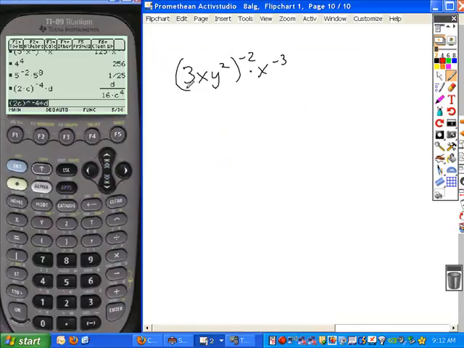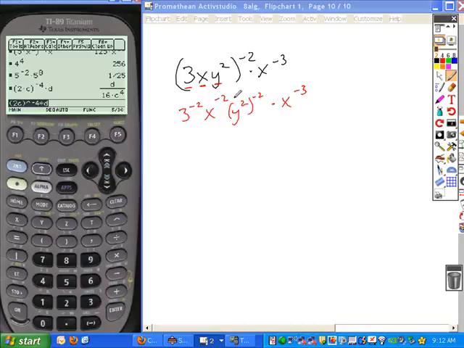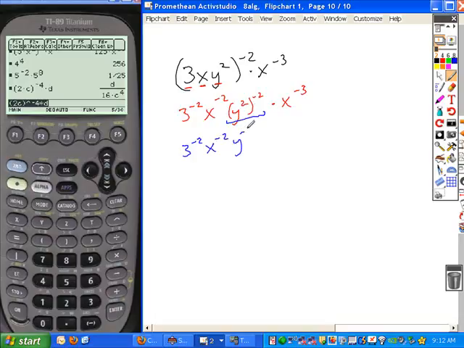This power, you have a product with a power applying to every factor of that product. So this power of negative 2 is going to apply to the 3, to the x, and to the y squared. And then x to the minus 3 will fall out here. Now if we look to use the rules that we talked about yesterday, here we have a power to a power, so what are we going to do with the powers here? We're going to multiply, so we get y to the negative 4th.